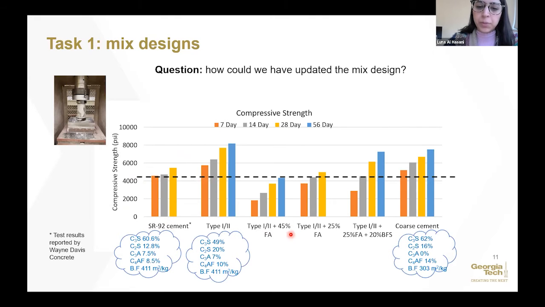Some have fly ash replacement, some have fly ash and blast furnace slag replacement, and this one is just a type 2 cement that is coarser than the typical type 1-2 cement. And we can see that concretes made with these pastes are satisfying the strength requirement, most of them at 28 days, and then the 45% fly ash replacement catches up at around 56 days. So in terms of compressive strength, all of the mixes that we are proposing work.